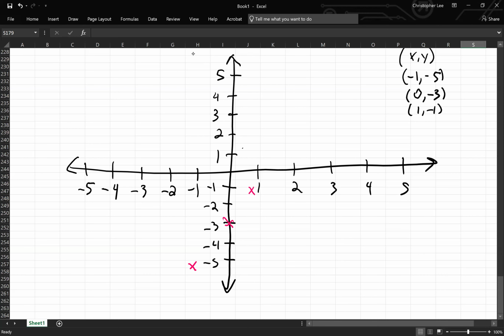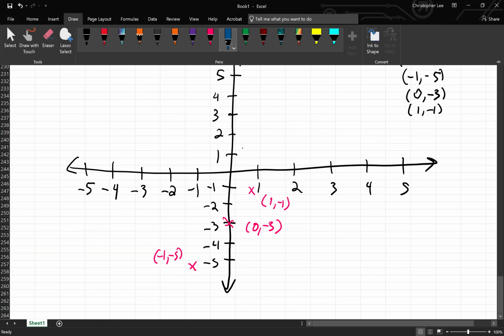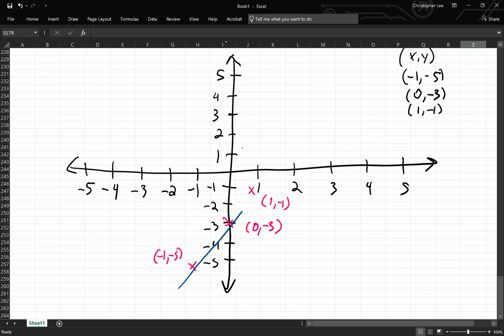Always remember when you're graphing to label your points, right? So label your points. So this is going to be -1, comma, -5. This one is the 0, comma, -3. And this one is the 1, comma, -1. That's basically it. After that, just connect the dots. And that's your equation. Y equals 2x minus 3.